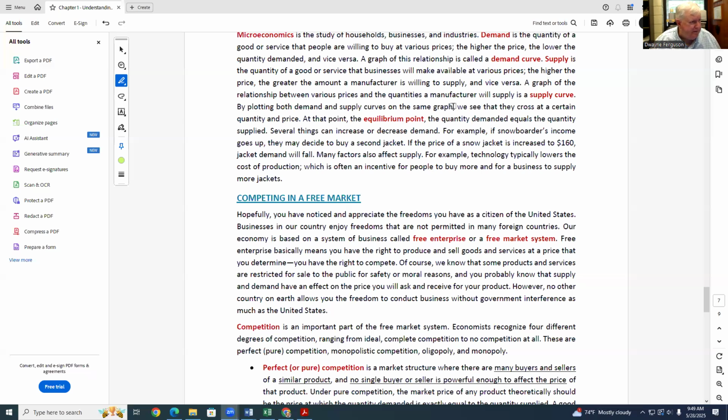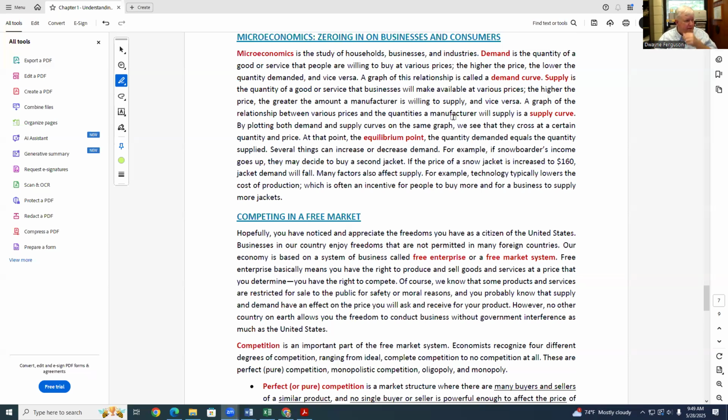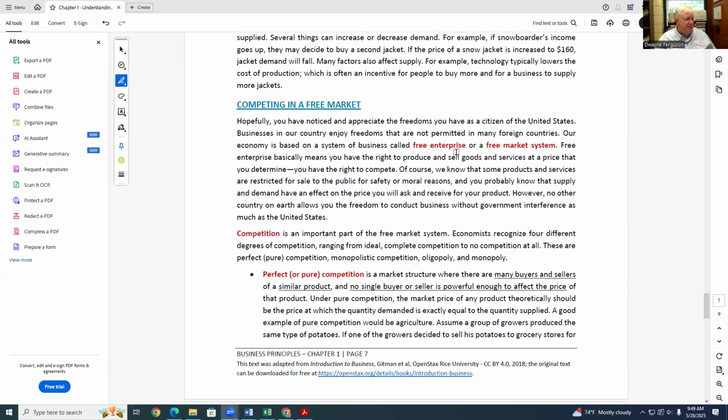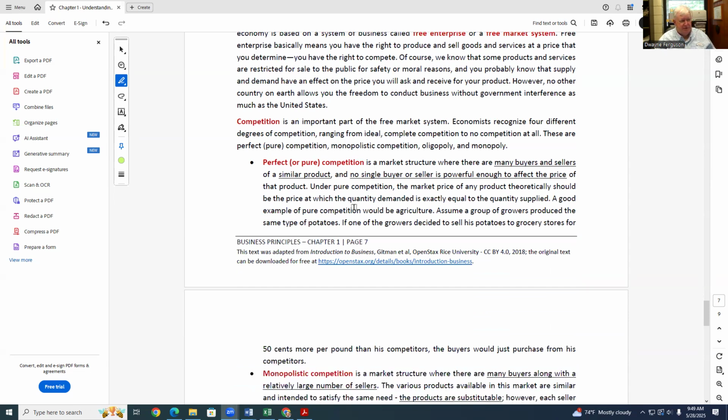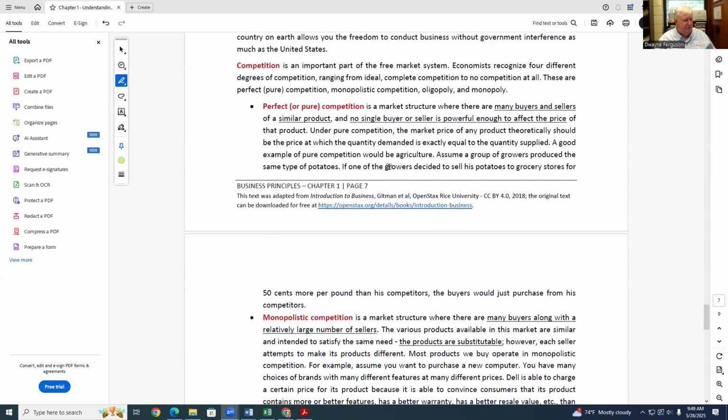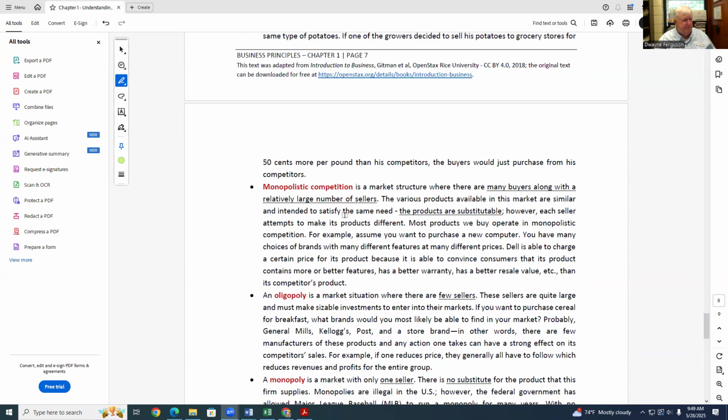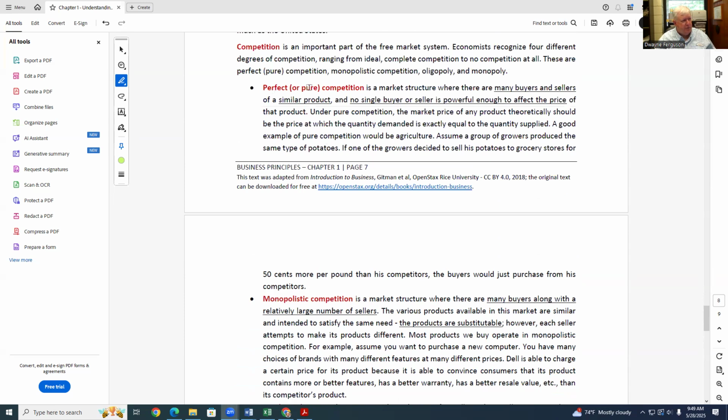Continuing here, you can read about supply and demand, and we'll cover that again. Here's the section I want to make sure that you understand. In a free market system, there are several types of competition that are allowed. There are four that I'm going to give you here. One is called perfect or pure competition. And so these are very specific in their definitions.